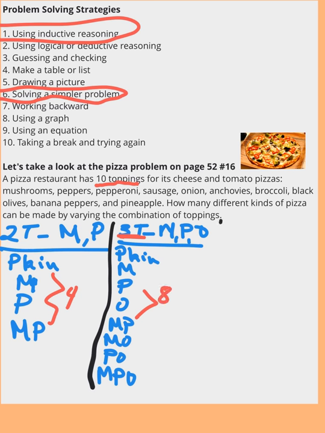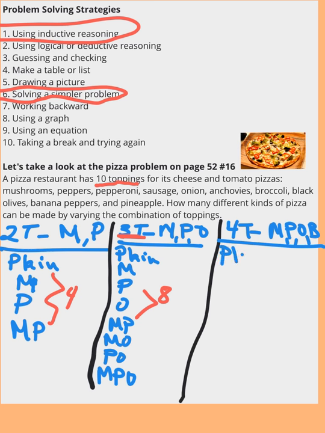Let's look at one more simpler example, and that would be if we had 4 toppings that we were looking at. So this time, let's say our 4 toppings here are going to be mushroom, peppers, onions, and broccoli. So once again, we can have plain. We could have just mushroom, we could have just peppers, just onion, just broccoli. We could have a mushroom pepper, a mushroom onion, a mushroom broccoli. We could have a pepper onion, a pepper broccoli. We could also have an onion broccoli.